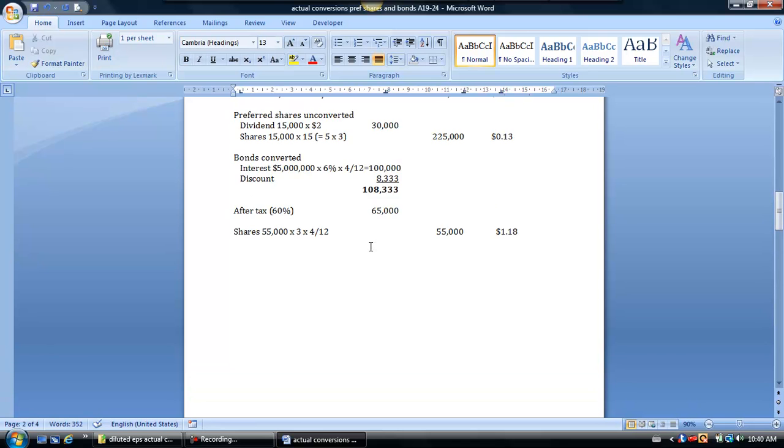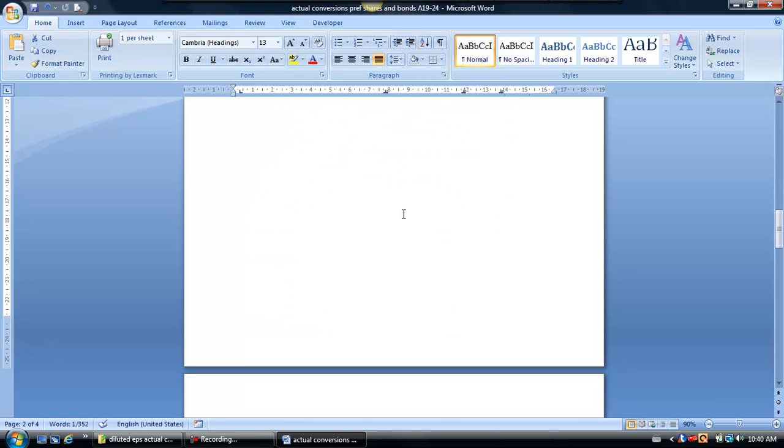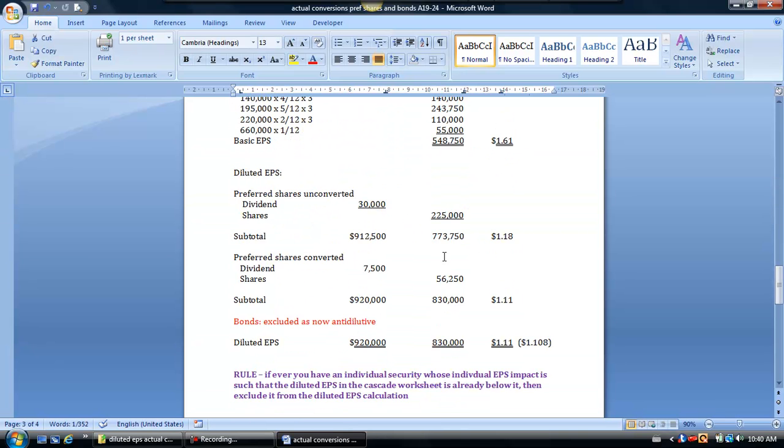We said if our preferred shares had been converted 3 quarters earlier than they were, that would have increased the income available to common shareholders by $7,500, and it would have increased your WACs because we would have issued those preferred shares 3 quarters earlier. And don't forget, they're also getting the benefit of the share split, so that would have increased our WACs by 56,250. So now we would have had $1.11 as our diluted EPS.